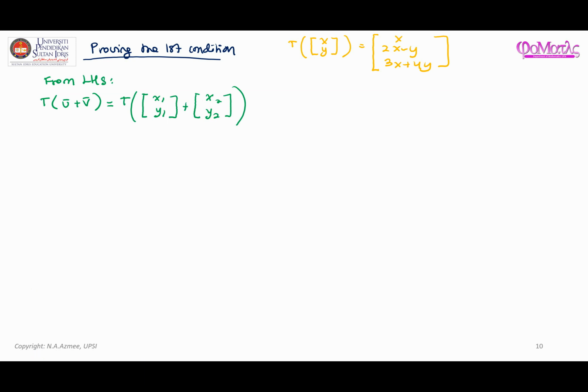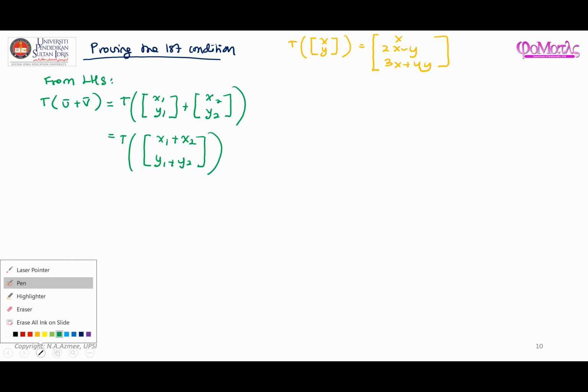Okay, so this is the starting point. Then what I can do is consider solving what's inside this bracket. So I have T of x1 plus x2, y1 plus y2. And just for the sake of trying not to make a mistake, I'm going to put a little note to myself saying that this is actually x, and this is just y.